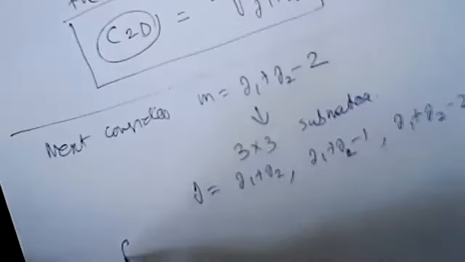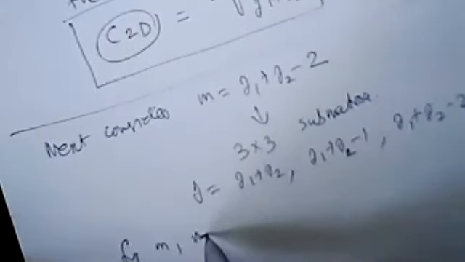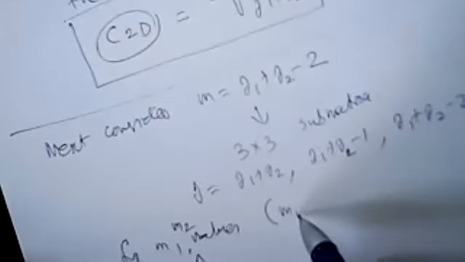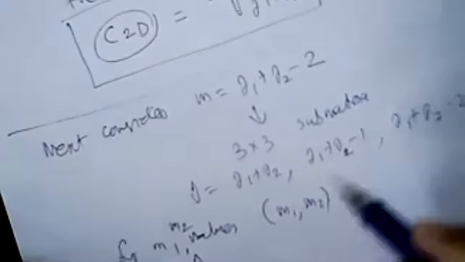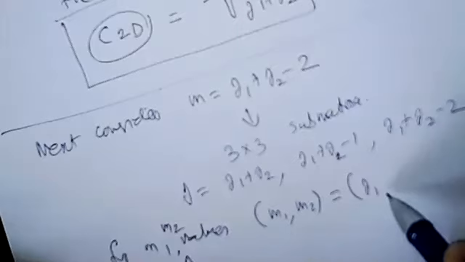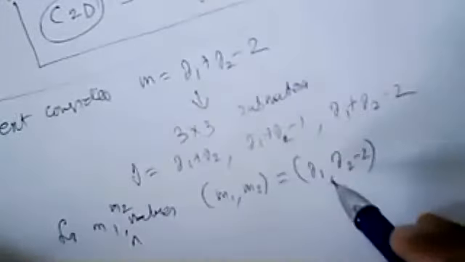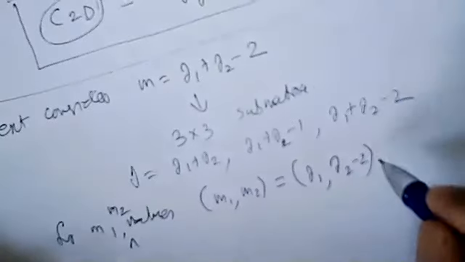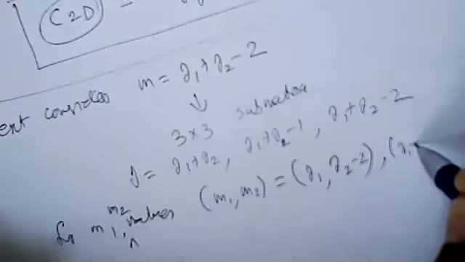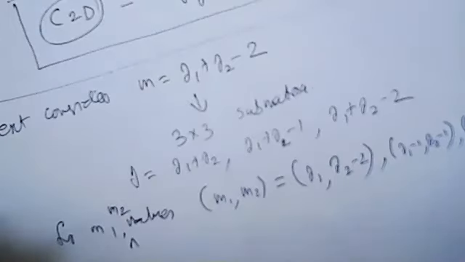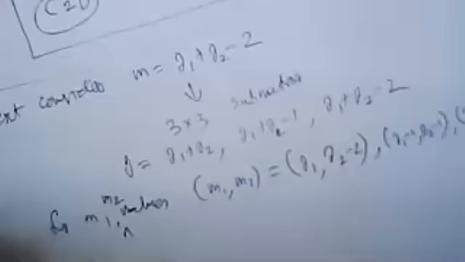And for the M1 and M2 values, M1 M2 equal to J1, J2 minus 2, that is one option. When you add this, you will get this one. Then J1 minus 1, J2 minus 1. Then J1 minus 2, J2. So we have 3 options. These are the 3 options.